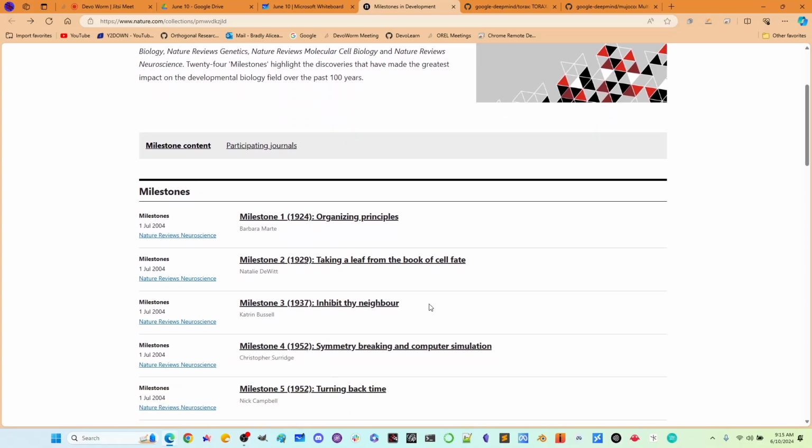In this set of articles, these are what they call milestones. They have a paper that lays out the history of different findings in developmental biology. So, they have these different milestones numbered in chronological order. So it goes from 1924, which are the organizing principles, 1929, taking a leaf from the book of cell fate. So this is about cell fate. This is about organizing principles and embryos.